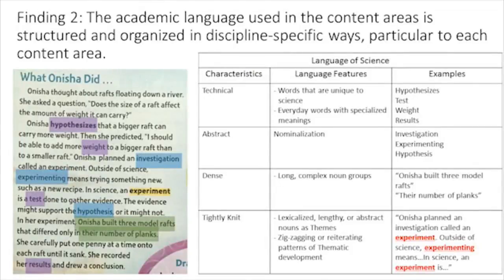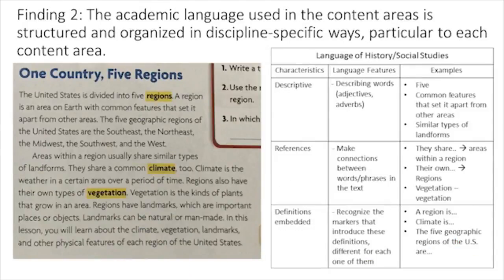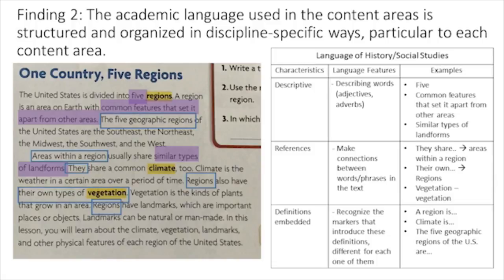So what we saw here was science. What we're going to see here is history or social studies. Here we see a lot more descriptive language being used. For example, 5 or similar types of landforms. We also see references being made and the connections between the words and the phrases. So areas within a region becomes they. Next, geographic regions is picked up throughout. And then vegetation is also.